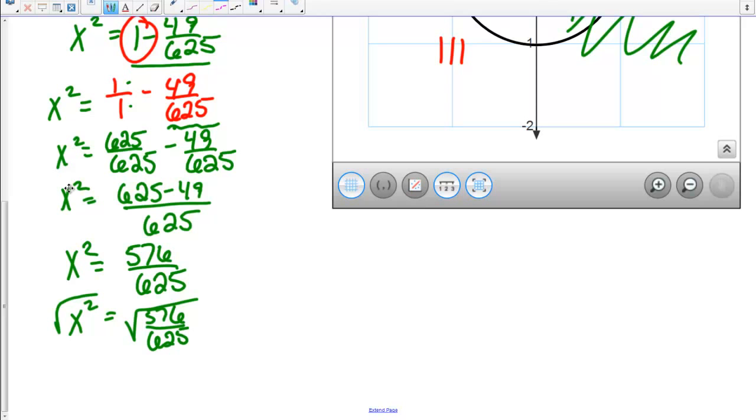And now just like we split the squared and put the squared up top and down bottom, we can split this square root. So first of all, the square root of x squared gives me back x. And then we have the square root of 576 over the square root of 625. All right. Now, there's something else that we're missing.